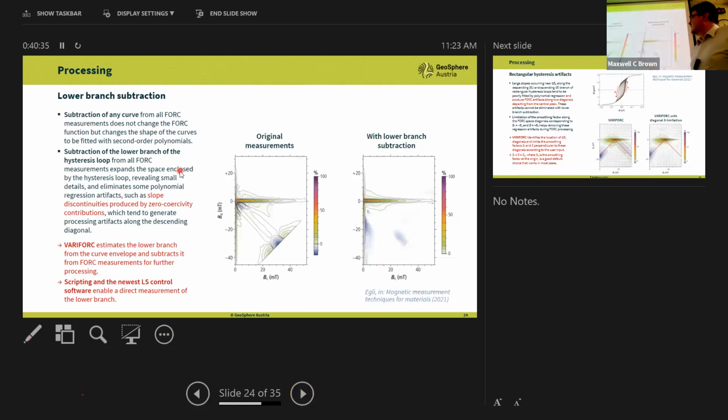So this here shows again the benefits of lower branch subtraction. The left plot shows traditional processing. You will get this strange thing along the diagonal, which you have seen before. You have strange features here. You use lower branch subtracted measurements, and all that goes away.